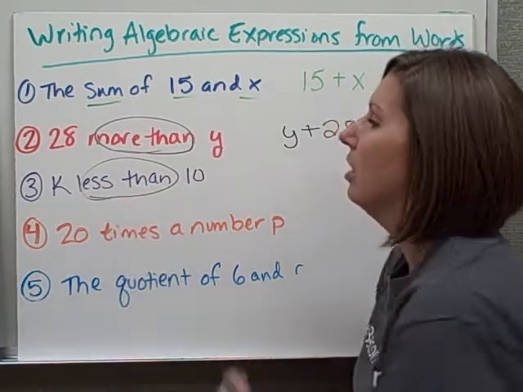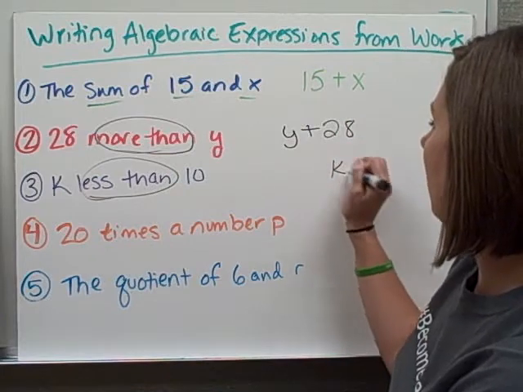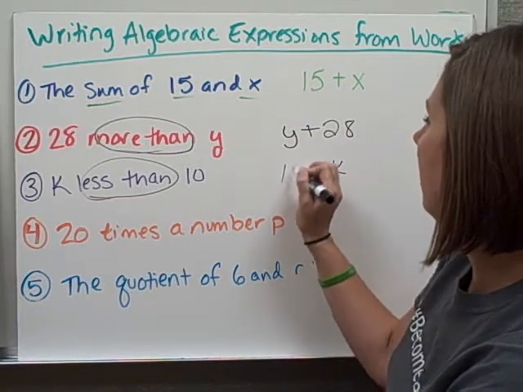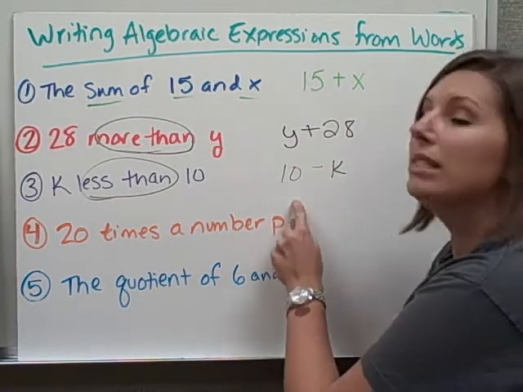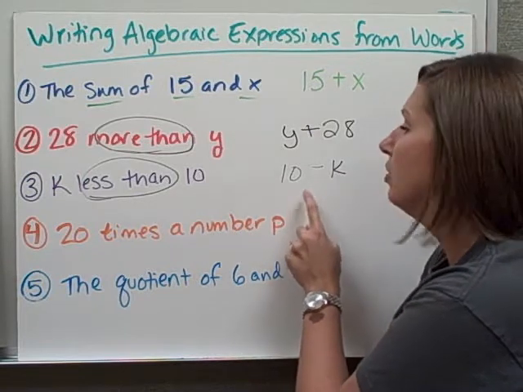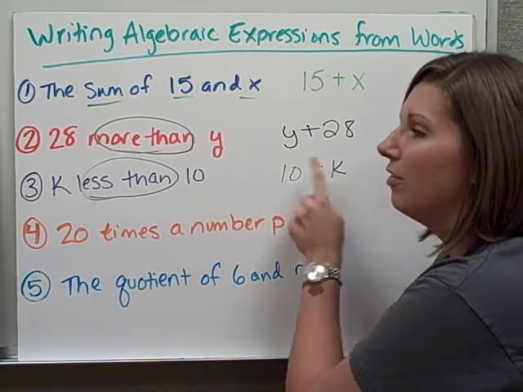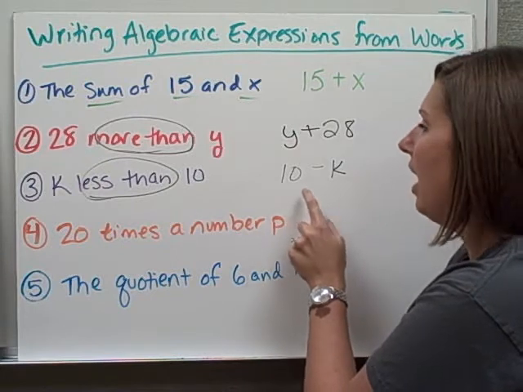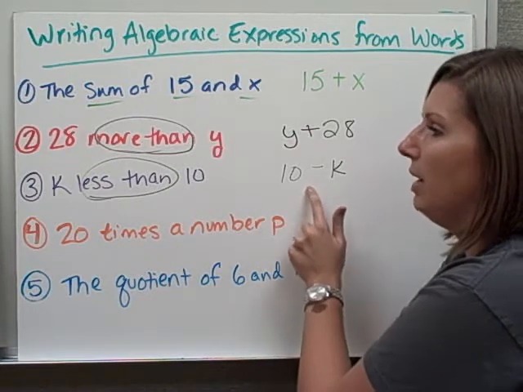Let's reverse this order. K less than 10. There's got to be something there first for us to take away k from that thing. So we have to have 10 so that we can take away k from it.